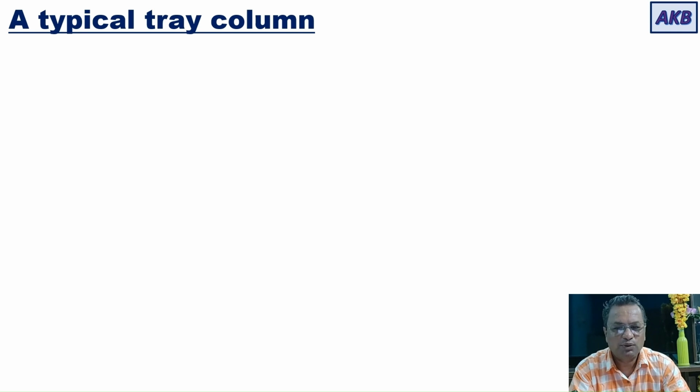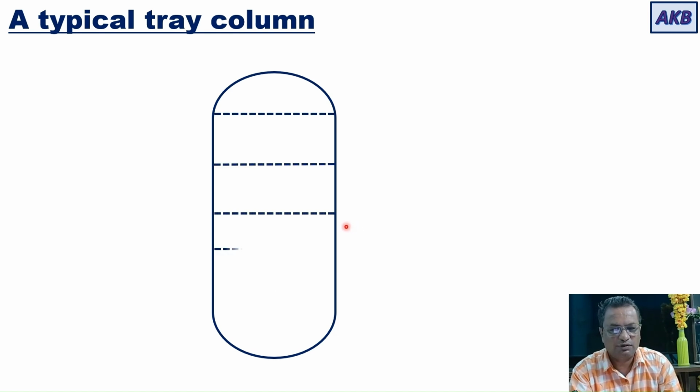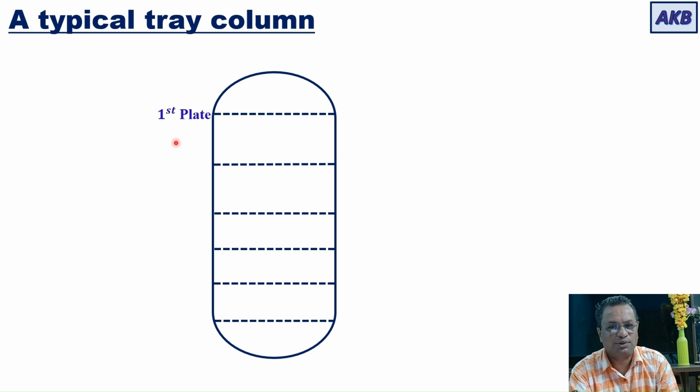Again, quickly we'll know about the tray column, because we need to take a material balance. In order to get the equation for the Q line, we need to know the material balance. So let us quickly know about the tray column. So you have a cylindrical vessel. You have a number of trays in the cylindrical vessel. Then the plates or trays are numbered in this way. The topmost tray is the first plate, and the bottommost tray is the nth plate.